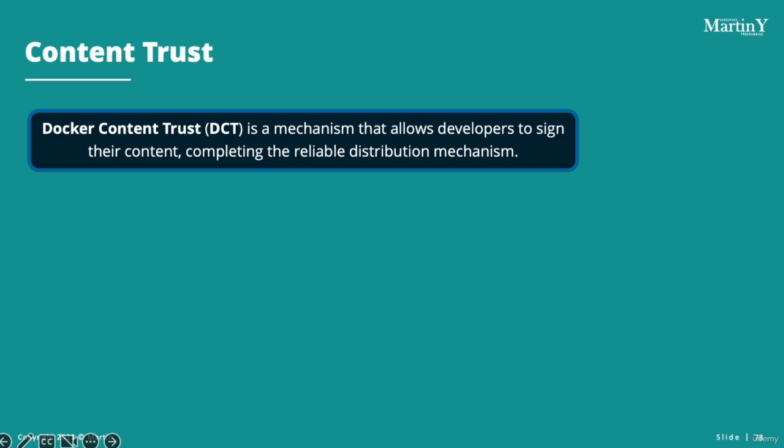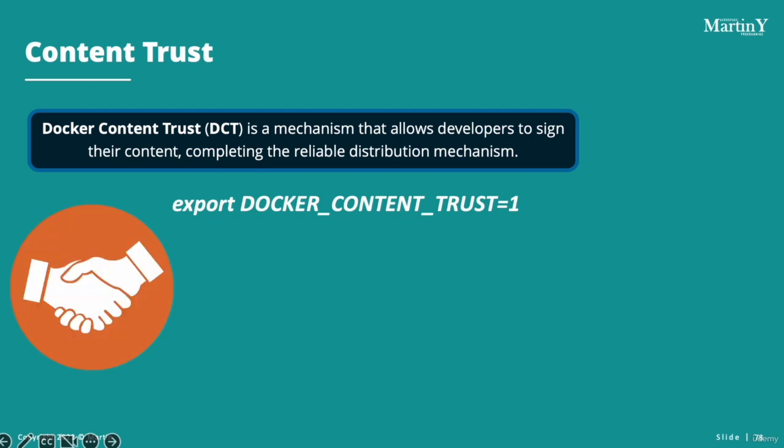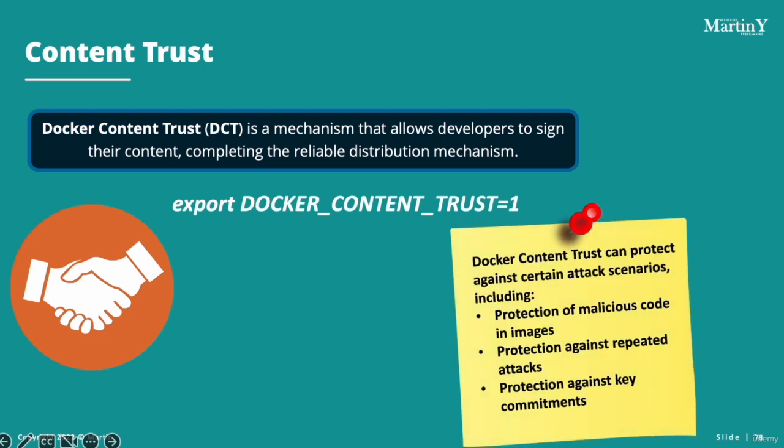the image origin. This option is disabled by default, and you will normally need to define the Docker Content Trust environment variable in order to run the Docker Engine trust capability. We will do that by simply using the export command in Linux, and you just need to set it to 1.